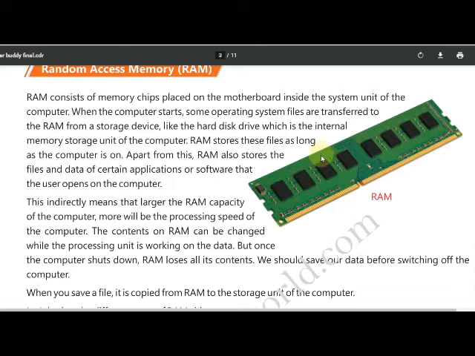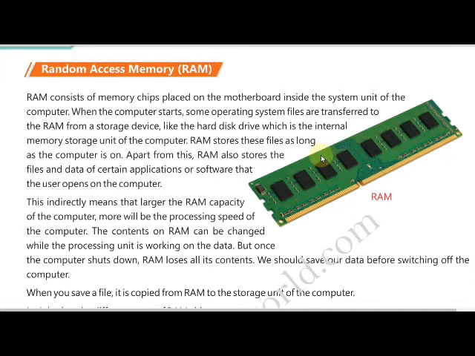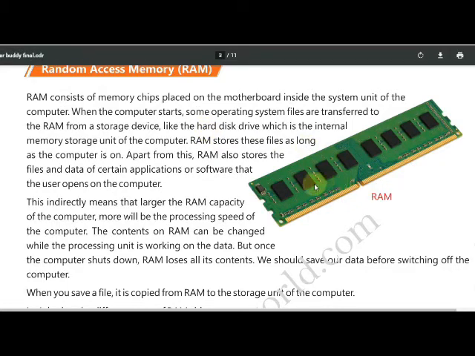Why is it called working memory? Because when we start the computer or machine, the important files needed to run the operating system are called onto RAM from the hard disk or secondary storage, and those files are opened on RAM. So this is called working memory.